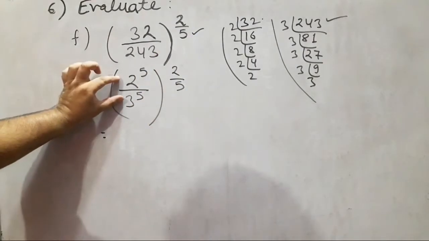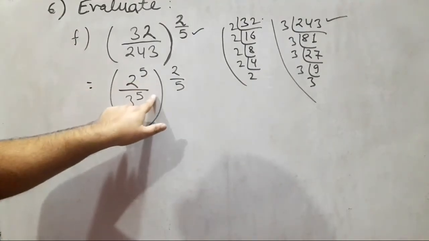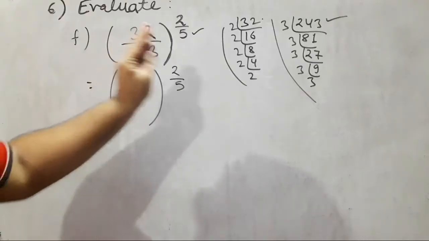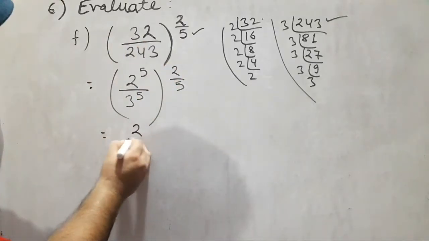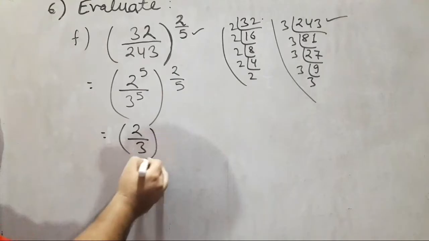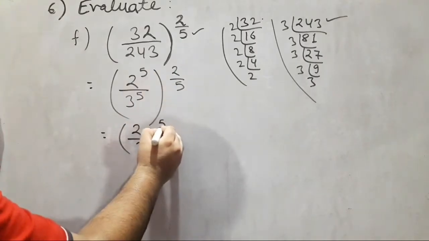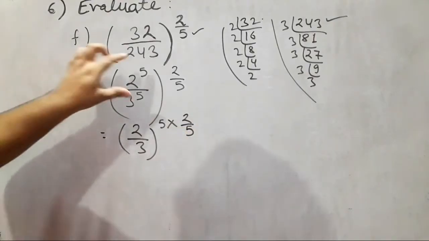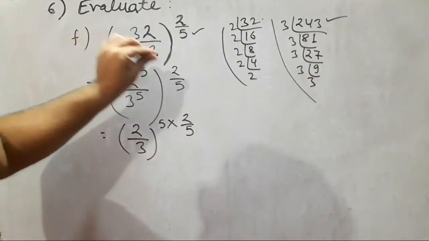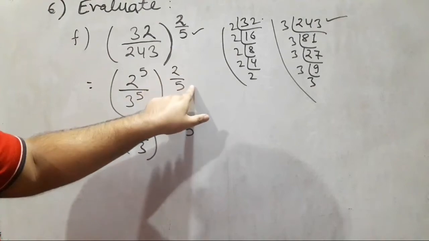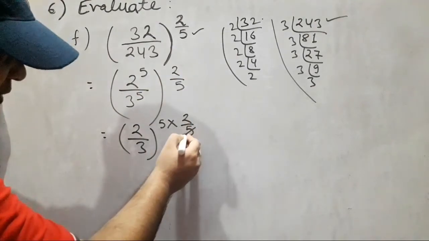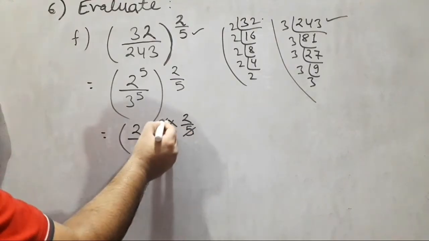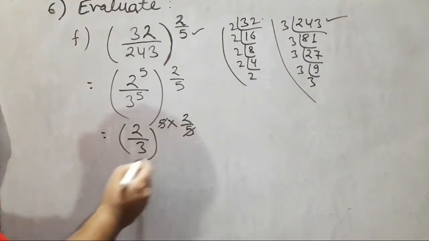Since these two bases have the same power, this power becomes common and we can take it outside. So (2/3) × 5, take the power common outside, times (2/5). This power becomes common, goes outside and multiplies with 2/5. Now this 5 and this 5 get cancelled, the 5 in the denominator and the 5 in the numerator.